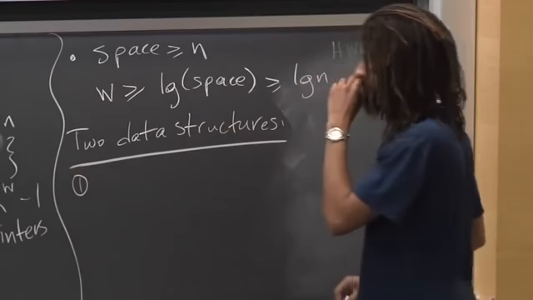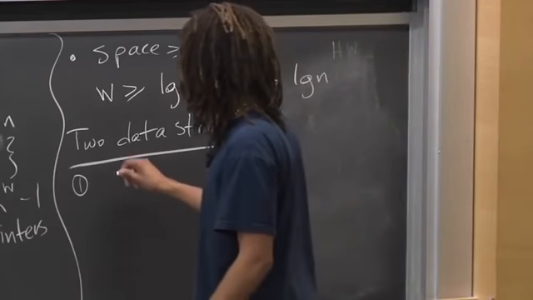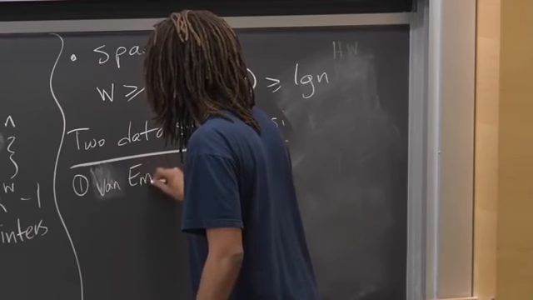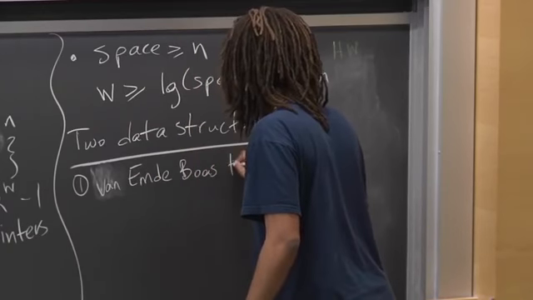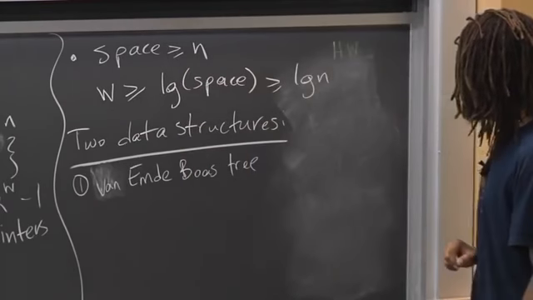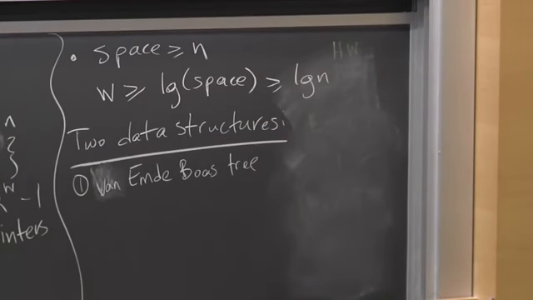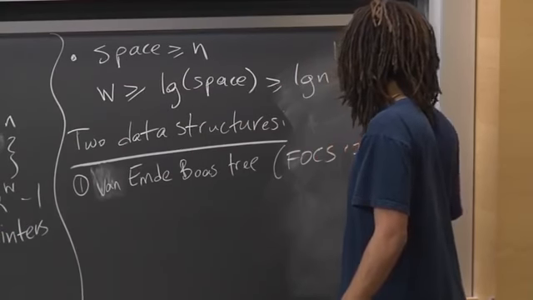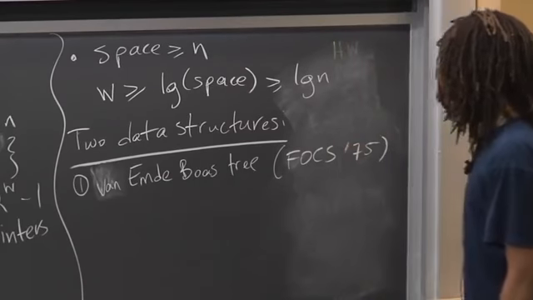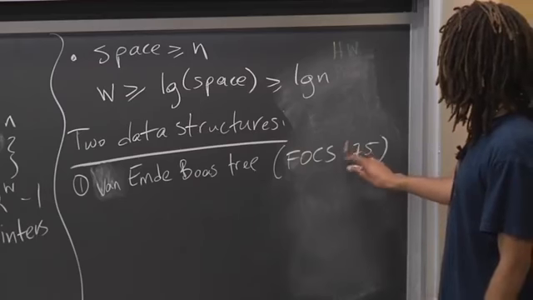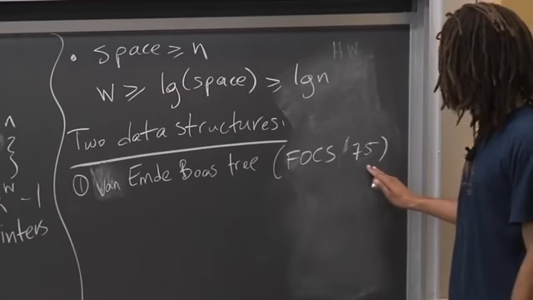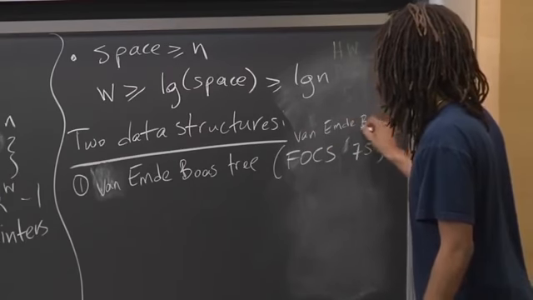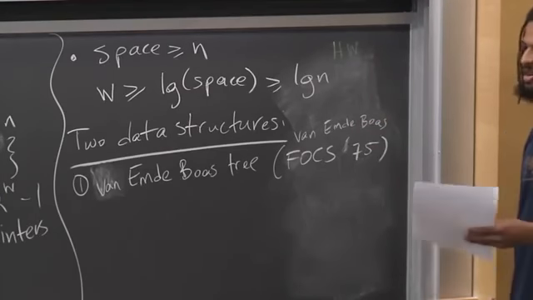So one is called the van Emde Boas trees. This is from sometime in the 70s. I'll frequently put the conference or journal name and the year, so this is for the scribes. And this is due to van Emde Boas. And if you Google it, you'll find a reference. So please put a reference in the scribe notes.